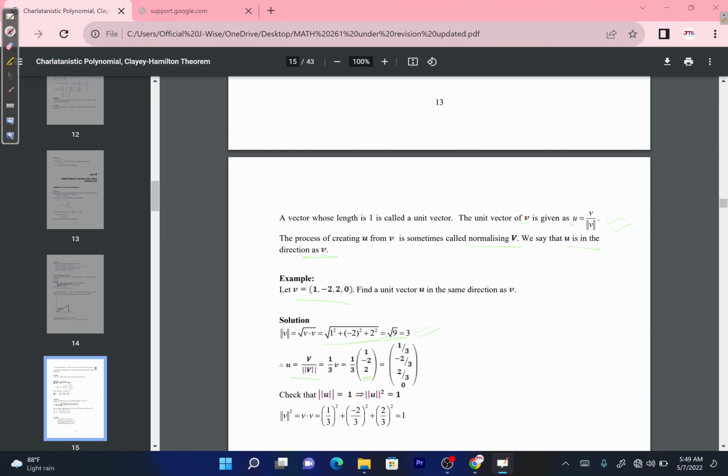So when you simplify this, you get this. So this is the unit vector. If you want to check your answer, you can normalize this newly generated vector u. When you do that, you get this. This shows that our newly generated vector u is a unit vector. It has a norm of 1.